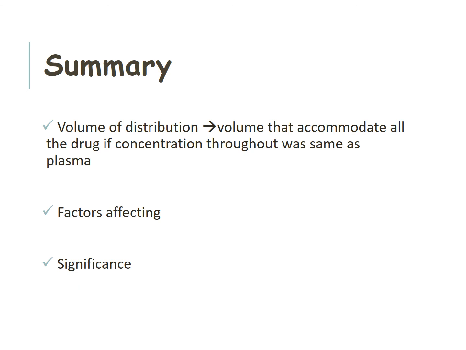And to summarize, volume of distribution is the volume that would accommodate all the drug if the concentration throughout was the same as in the plasma. That means when we consider our body as a single unit, the volume needed for accommodating the drug is known as the volume of distribution. And I have described different factors which affect this distribution, and I have already discussed the significance of each factor. So we will stop this discussion here.